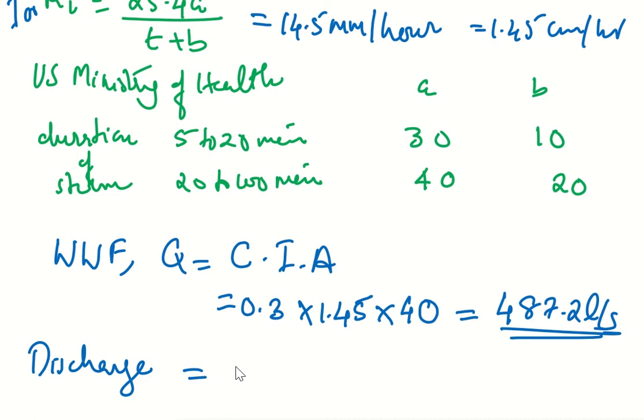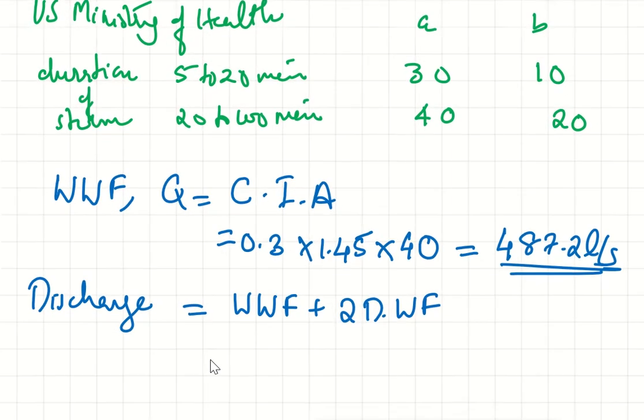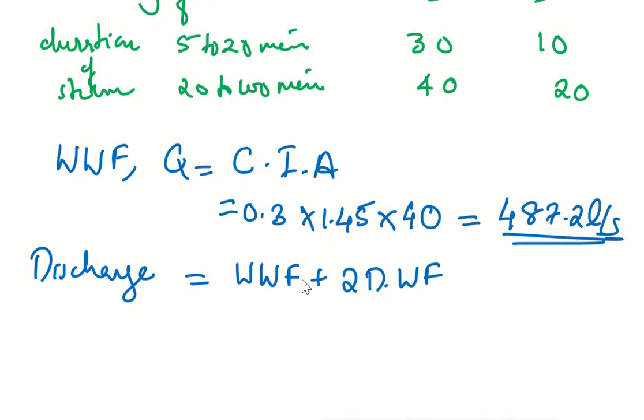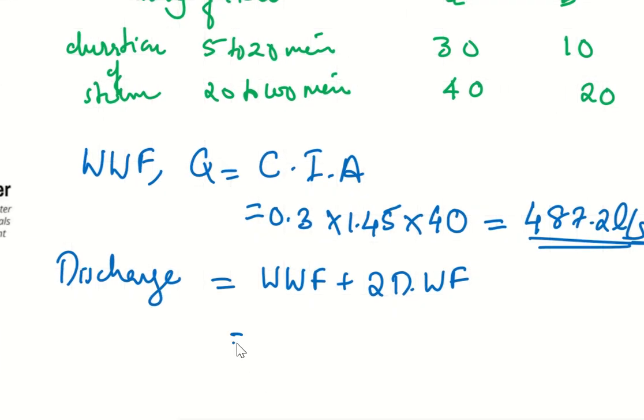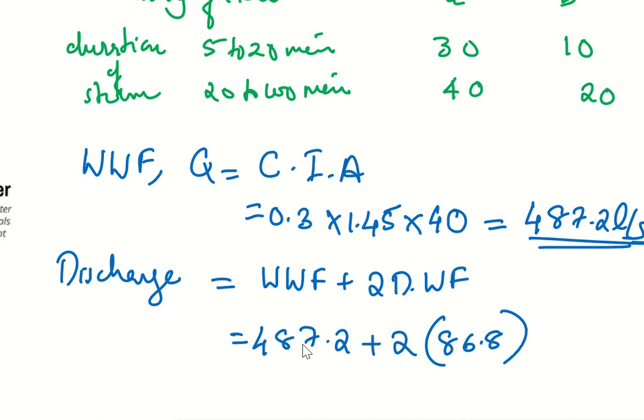Discharge into the sewer will be equal to wet weather flow plus twice the dry weather flow, right? As per the question, discharge into the sewer is wet weather flow plus twice the dry weather flow. So this will be equal to 487.2 plus 2 into the dry weather flow. Dry weather flow is 86.8 liter per second. So 2 into 86.8. So this will be equal to 661 liter per second. So this is the design discharge into the sewer.